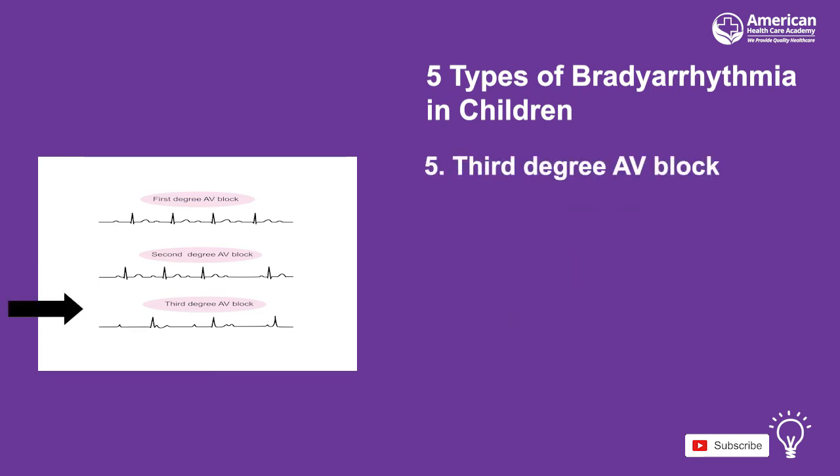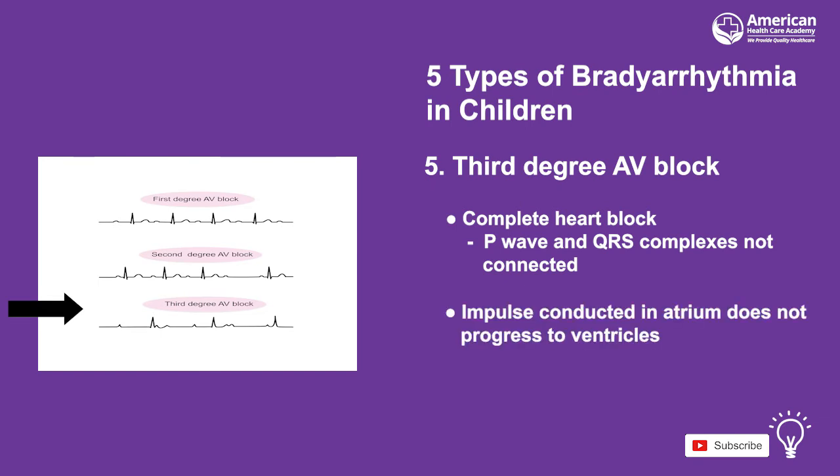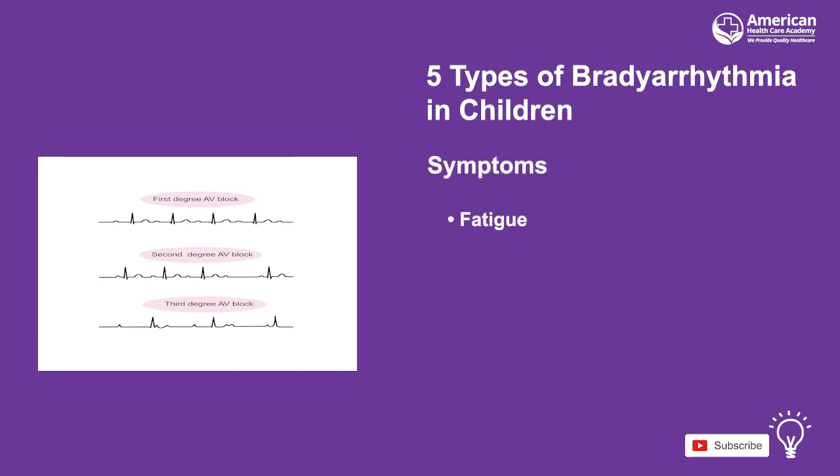The fifth and final type of bradycardia is third-degree AV block. This is a complete heart block where the P wave and the QRS complexes are not connected. When this condition is present, the impulse conducted in the atrium does not progress to the ventricles, and there is no communication between the atrium and the ventricles. Symptoms may include fatigue, lightheadedness, or fainting.